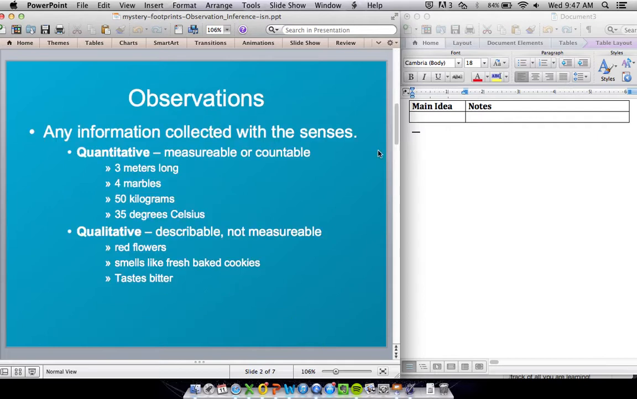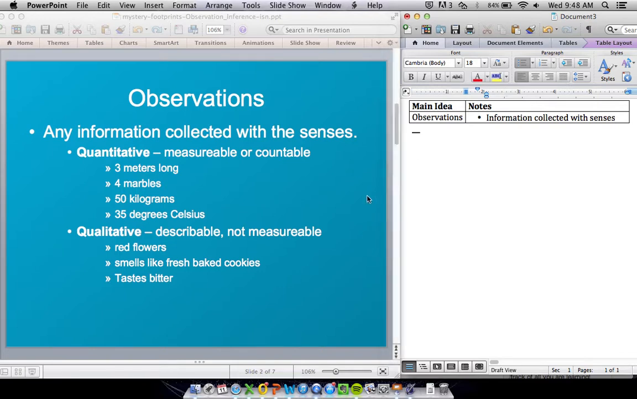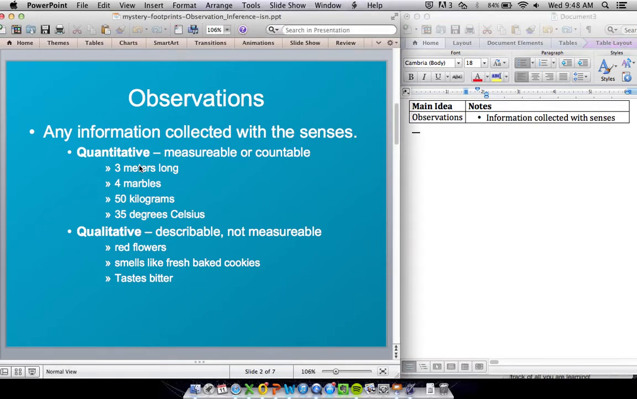So let's get started. Like we mentioned in class, an observation is any information collected with our senses. All right, so touch, hearing, smell, sight, and taste, which we don't use that often in lab, but you can definitely have an observation that's a taste. And we have two types of observations.